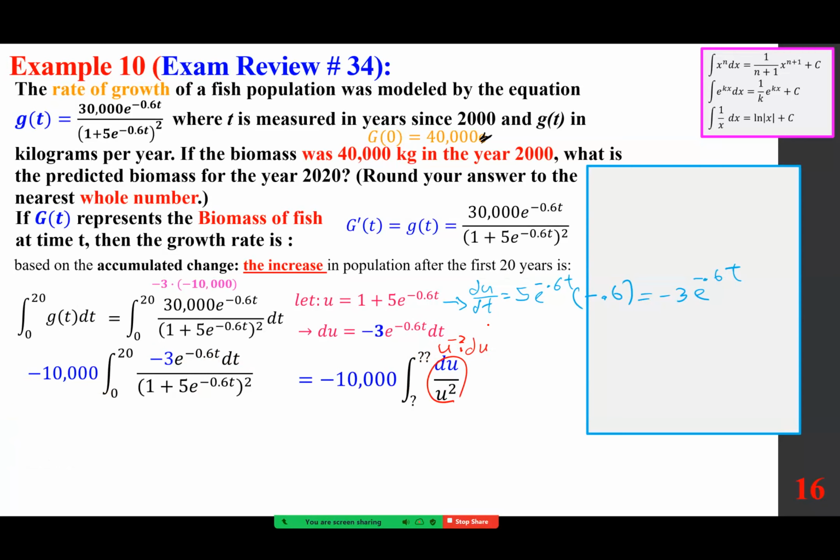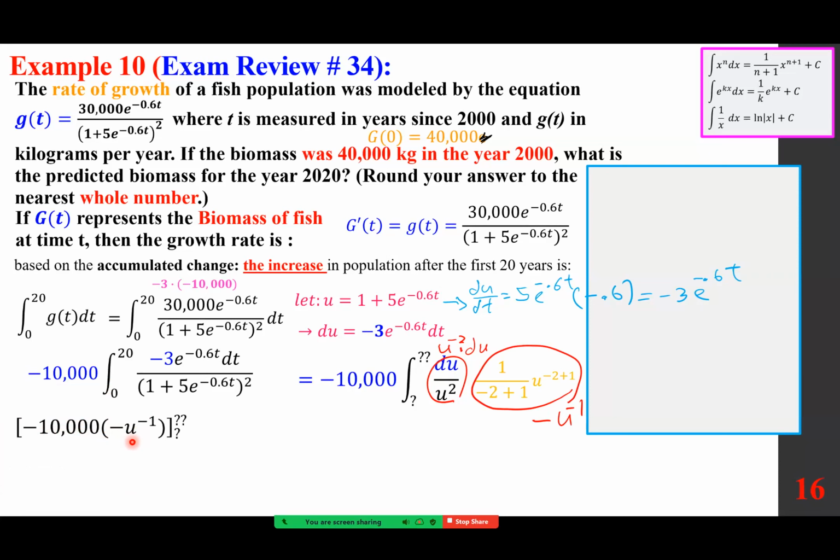As u to the power of minus 2, and we use the power rule, 1 over negative 2 plus 1, u to the power of negative 2 plus 1. And this thing becomes minus u to the power of negative 1. And we write that, and I hope you recognize that minus 10,000 and minus gives you positive 10,000 divided by u. I want to show you the limits.